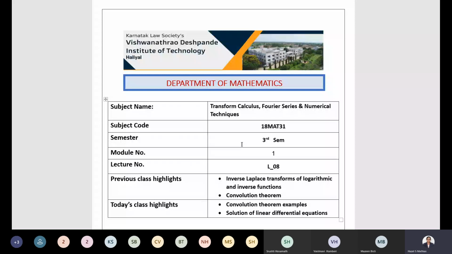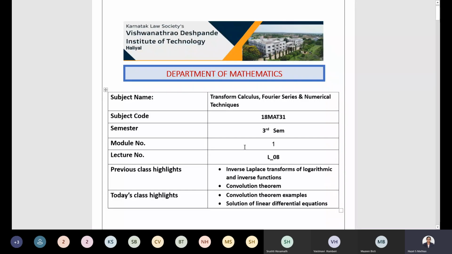because we have solved differential equations by different methods. We learned this in a lower semester. So we will apply this concept of Laplace transform in solving linear differential equations. So let's discuss a few more examples on the convolution theorem.